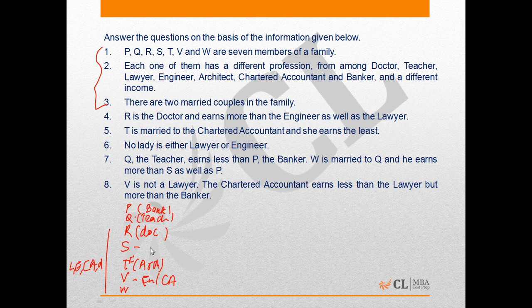In the statement, it is also given that W is married to Q, which means W cannot be architect, nor chartered accountant, because the chartered accountant is married to T. So from here, W could be either lawyer or engineer, and S can take any of the remaining professions. These are lawyer, engineer and CA.